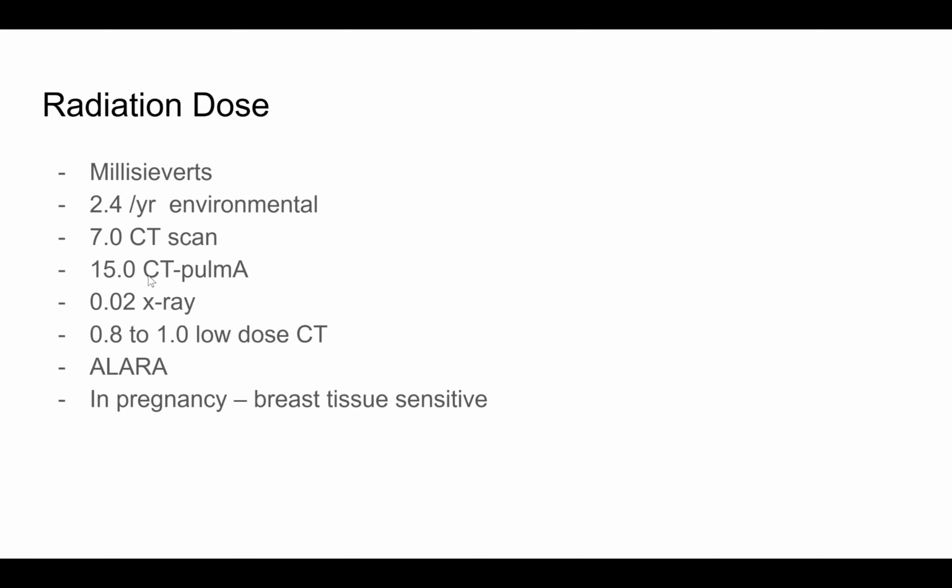For a plain chest x-ray, we have about 0.02 mSv, and for a low-dose CT that is used for lung cancer screening, we have about 0.8 to 1 mSv per CT.